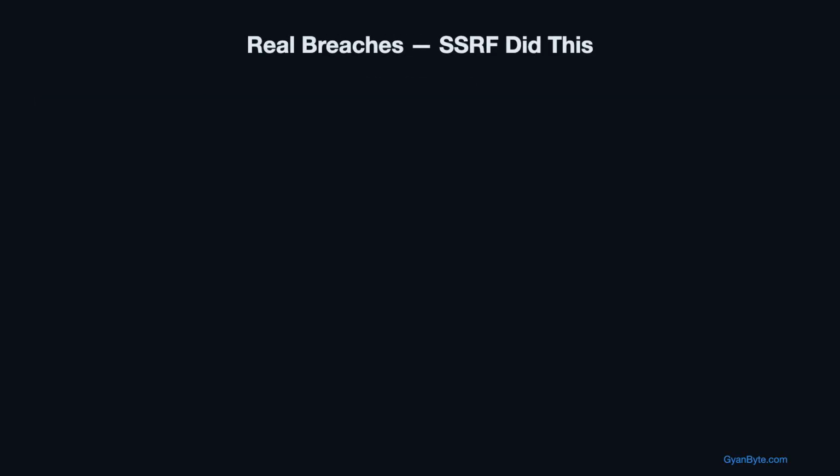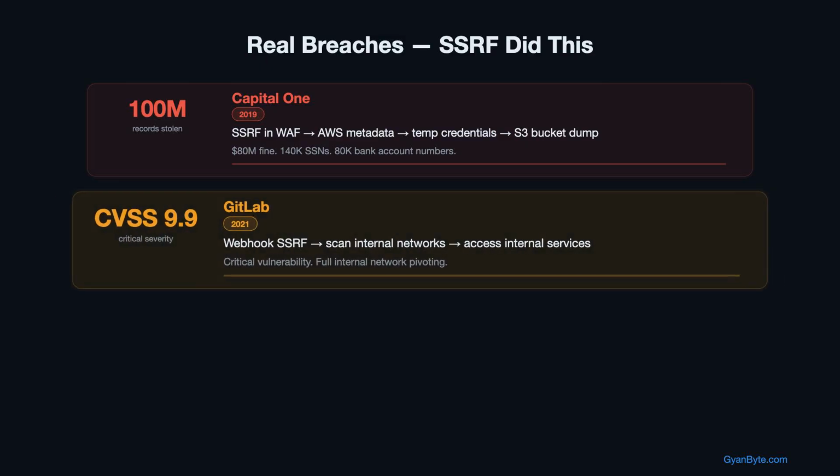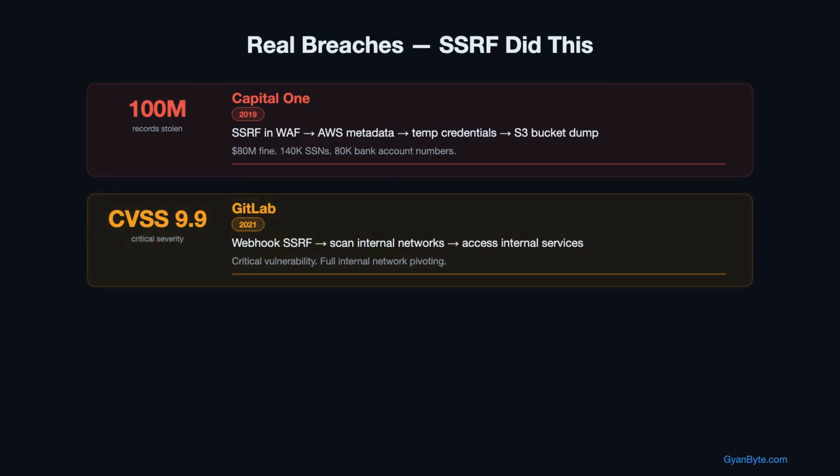SSRF isn't theoretical. It caused one of the biggest data breaches in banking history. 2019, Capital One: a former AWS employee found an SSRF vulnerability in Capital One's web application firewall. She used it to reach the AWS metadata endpoint 169.254.169.254. That endpoint returned temporary AWS credentials. With those credentials, she accessed S3 buckets containing 100 million credit card applications, 140,000 social security numbers, and 80,000 bank account numbers. One SSRF request, 100 million records.